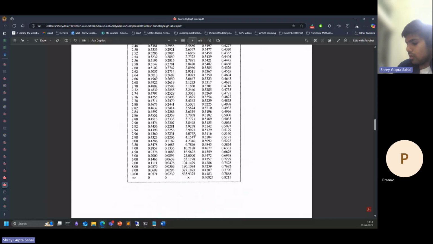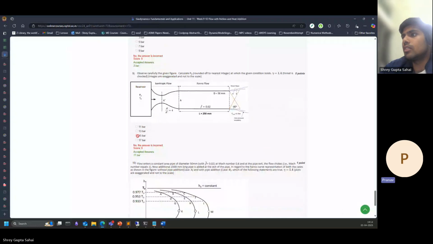I'm doing this on my notebook or something; I'm not showing anything on the screen. So what is this value? Now P naught remains constant across the converging diverging nozzle. So 4 divided by 1.14, which is 3.5, 3.508.